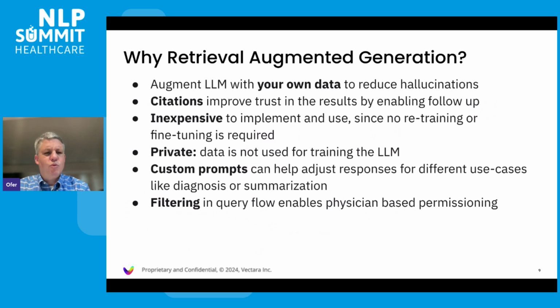And let me summarize why RAG is useful. I mentioned it throughout the last few slides, but at a high level, it augments the LLM with your own data to reduce hallucinations, as I've shown. One interesting thing is that you can also get citations to improve the trust in the results, and we'll see this in the example I'm going to show in a couple of slides. So you get the response, but you also get the citations of which facts the LLM based the response on. It's very inexpensive to implement and use because you don't need to retrain or fine tune any model.